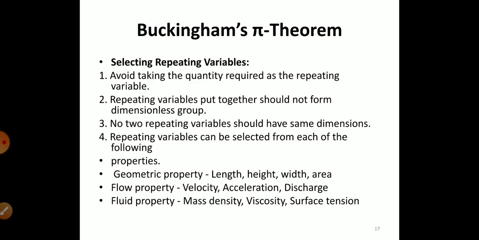Okay, so how can we select the repeating variables? Avoid taking the quantity required as a repeating variable. Repeating variables put together should not form a dimensionless group. No two repeating variables should have the same dimensions. Repeating variables can be selected from each of the following properties: geometric property, flow property, fluid property. Geometric property means length, height, width, area. Flow property means velocity, acceleration, discharge, and fluid property means mass, density, viscosity, and surface tension.